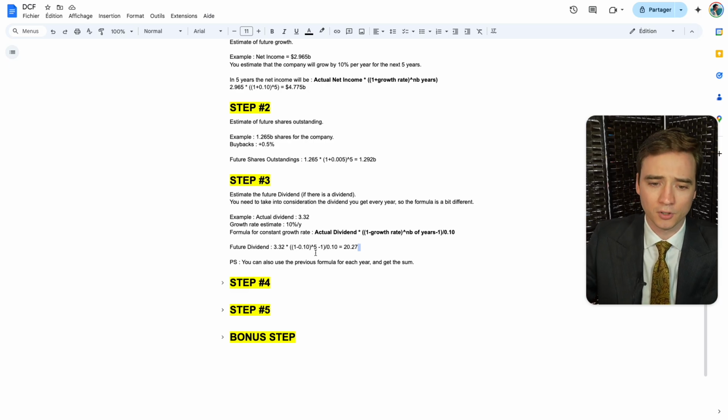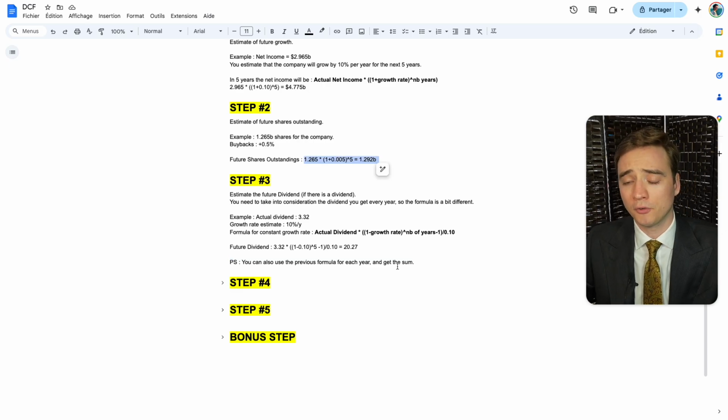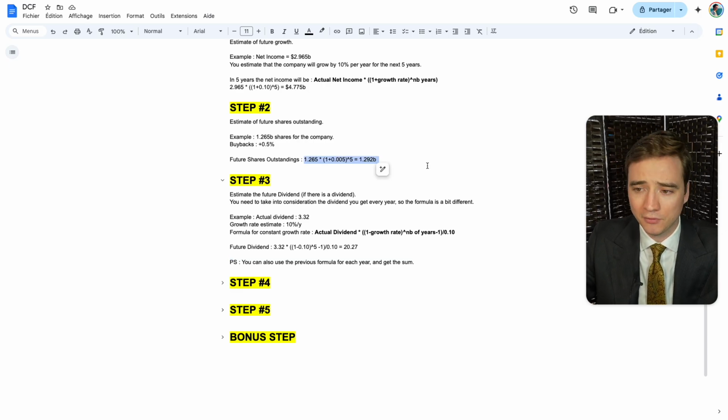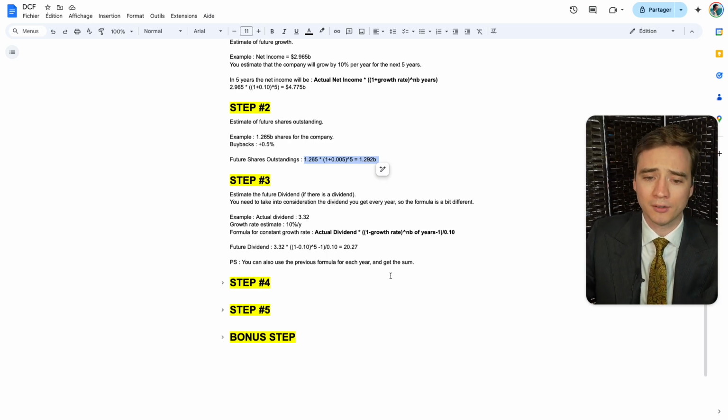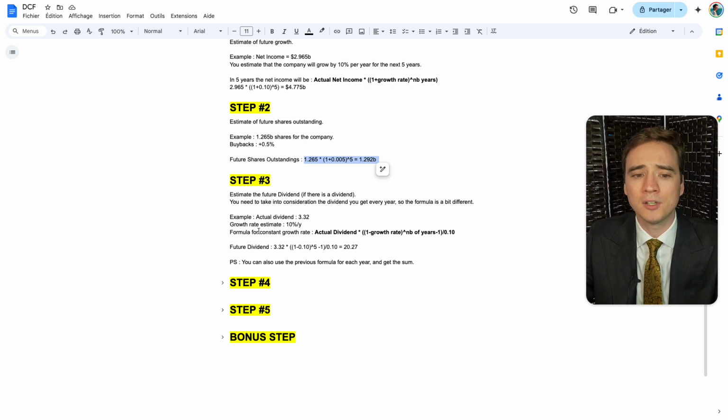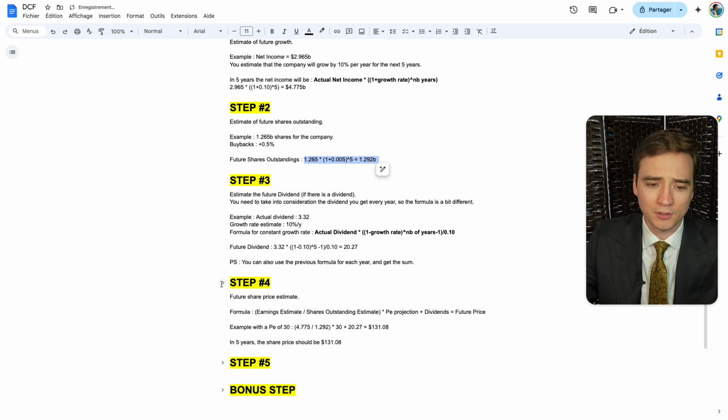Another technique here is to use the previous formula that you have here, but you do it for each year. So for 5 years, you will need to do this 5 times. Like this, maybe you will be able to use a different growth rate every year, and then you sum everything, and you will have the amount of dividend that you will have. When you have this, you go to step 4, which is determining the future price estimate.